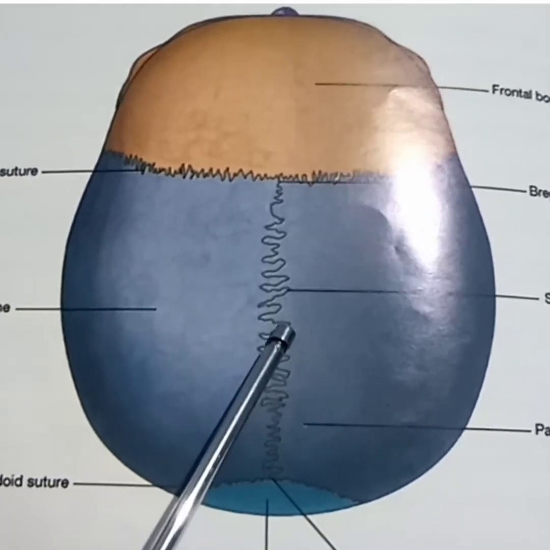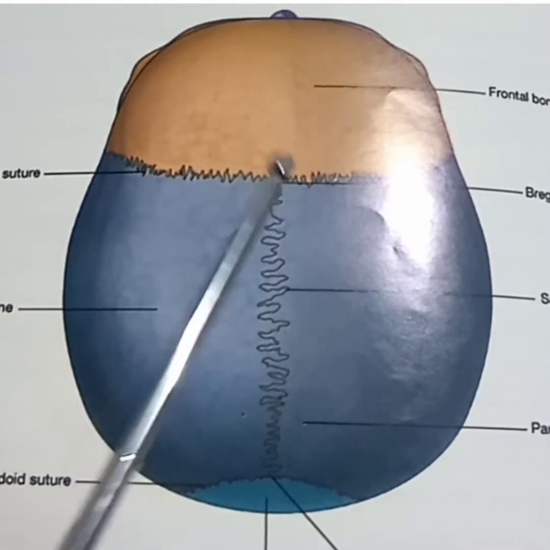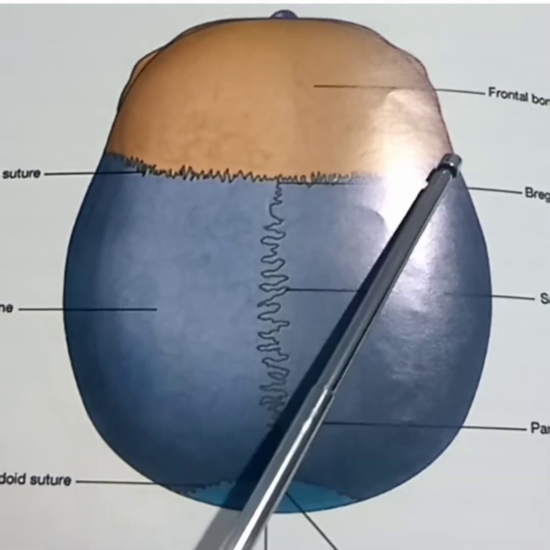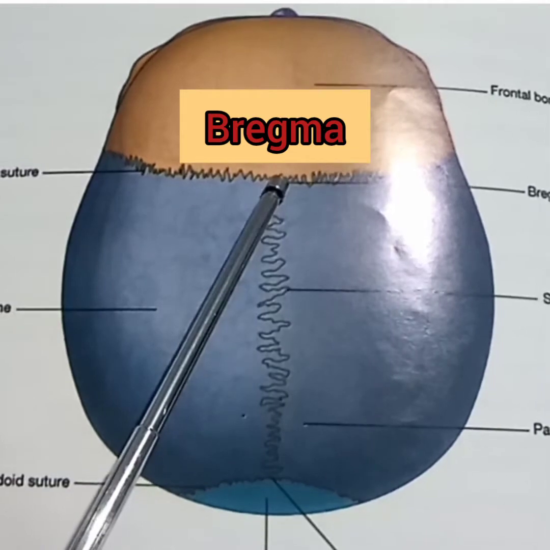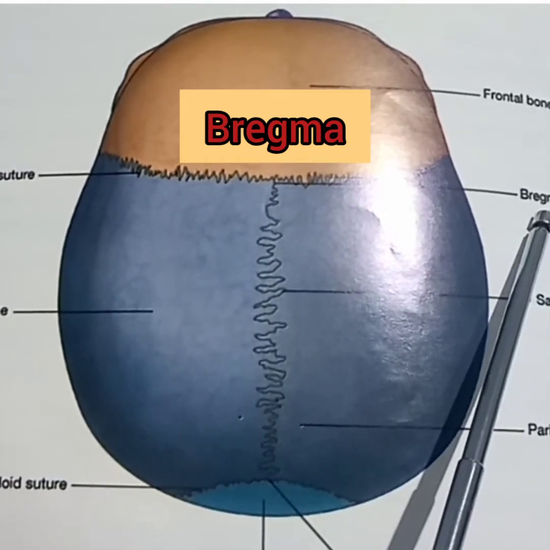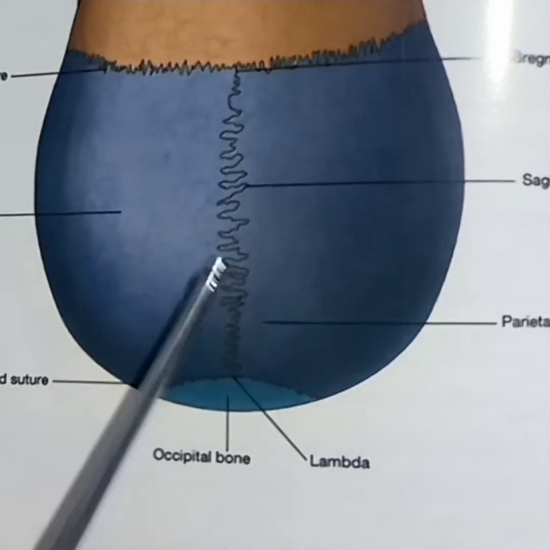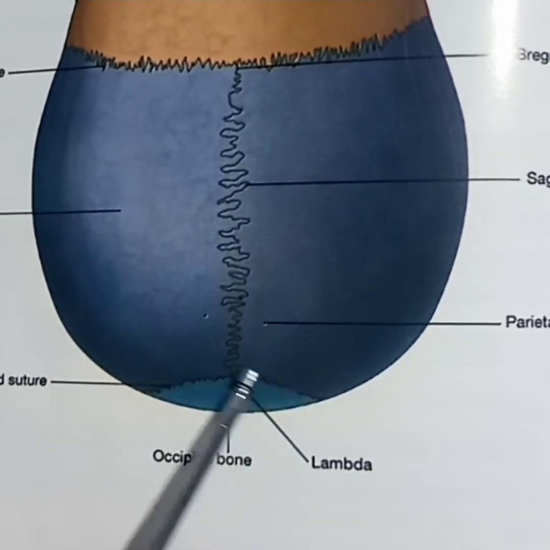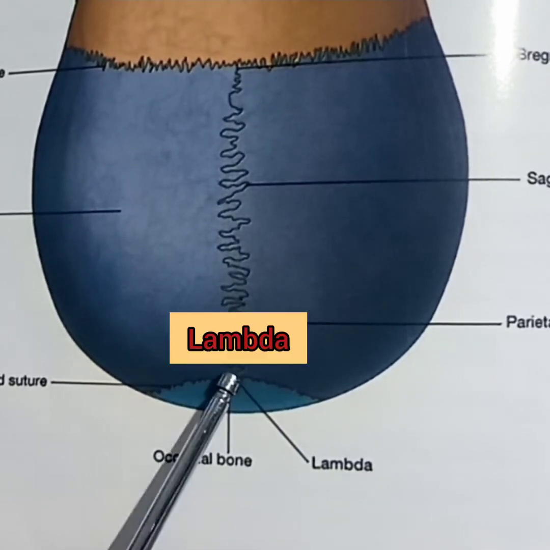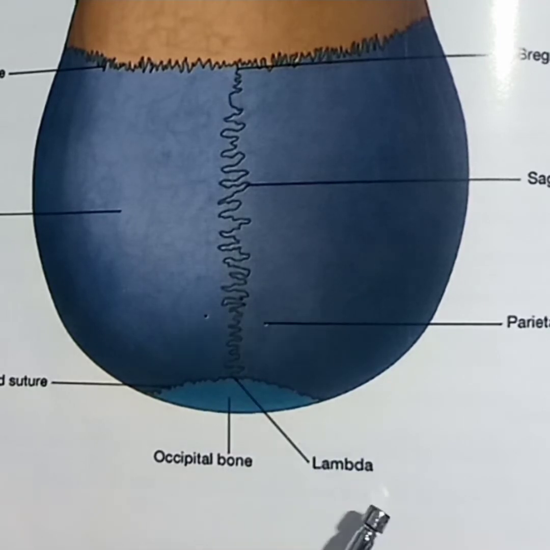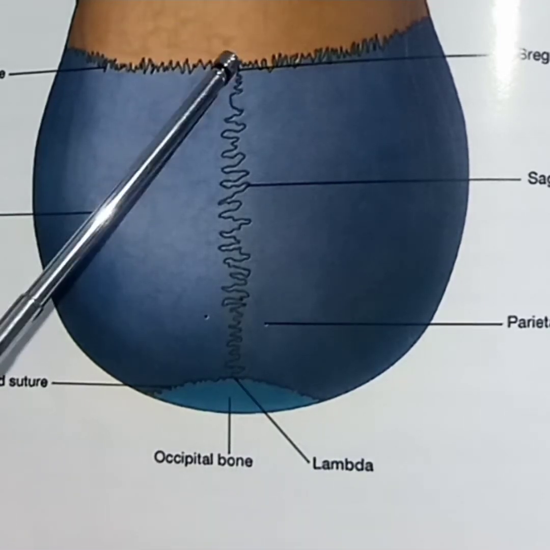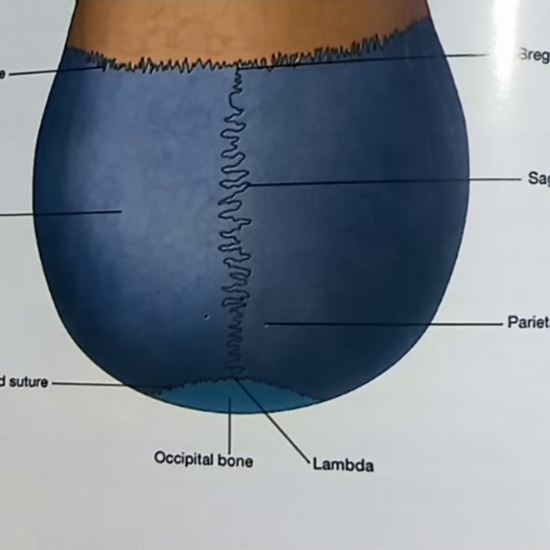When you pass forward with the sagittal suture, you will see that it meets the coronal suture in a point. This point is named bregma. Posteriorly, the sagittal suture meets the lambdoid suture in a point. This point is named lambda. Let's see bregma and lambda in the fetal skull.